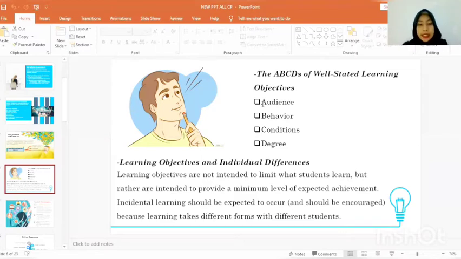And the last component here is learning objectives and individual differences. Learning objectives are not intended to limit what students learn, but rather are intended to provide a minimum level of expected achievement. Incidental learning should be expected to occur and should be encouraged because learning takes different forms with different students.